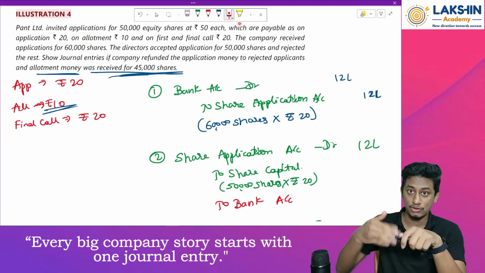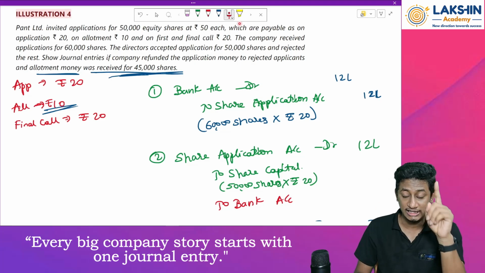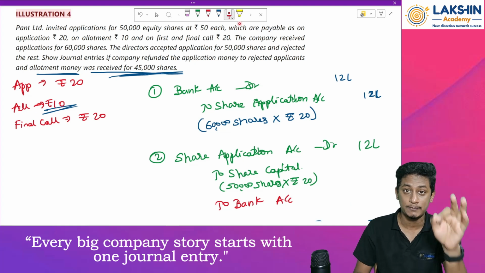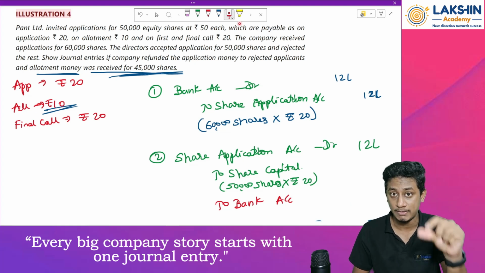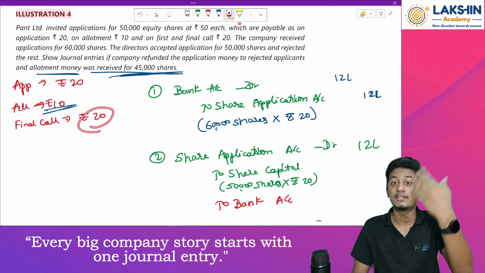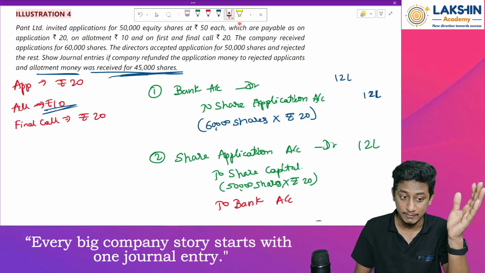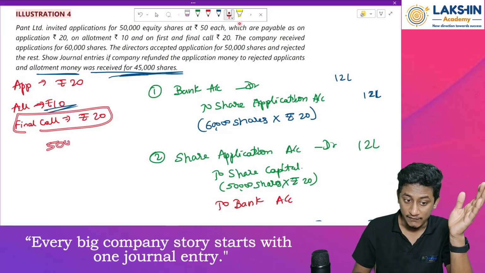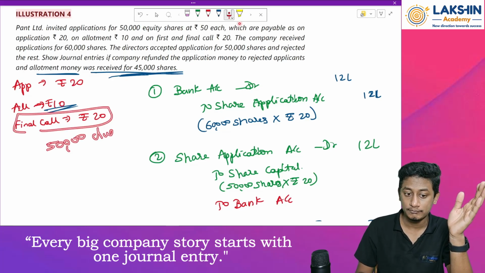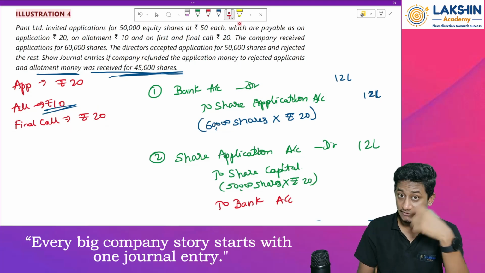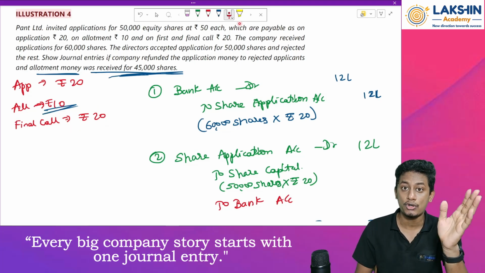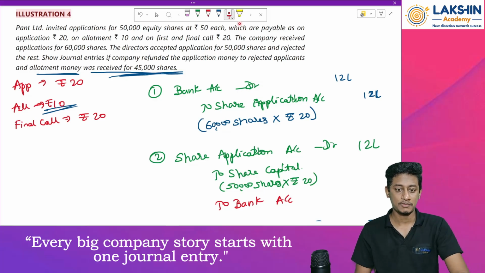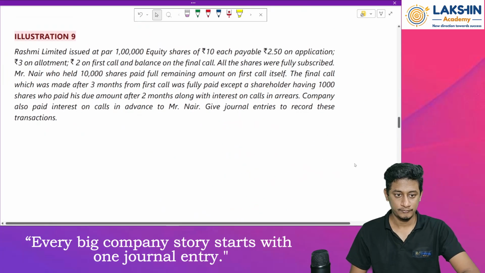That concept I will teach you further. But if the shares are forfeited, in that case only I will pass the entry for fewer shares. But in this case, this person might pay me in the future. So I will pass the entry for the whole 50,000 shares due for first and final call also. Right? And while receiving it, if he doesn't pay again, I will again show calls in arrears. Simple. Done? Okay. So we are done with illustration number 4.